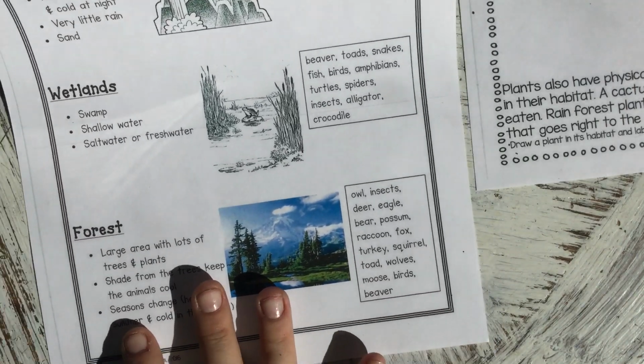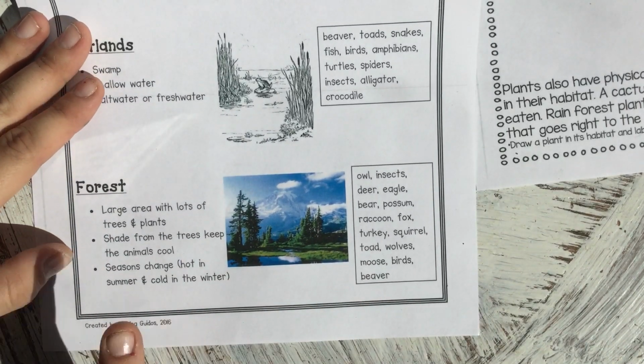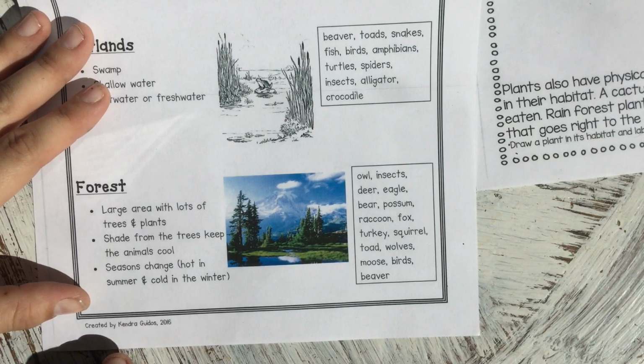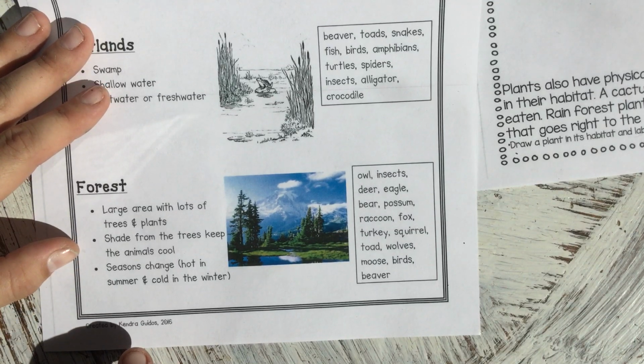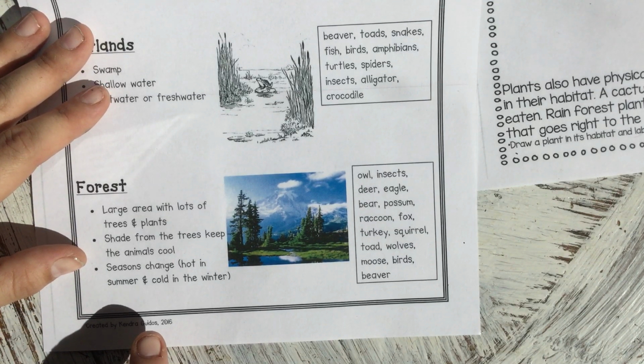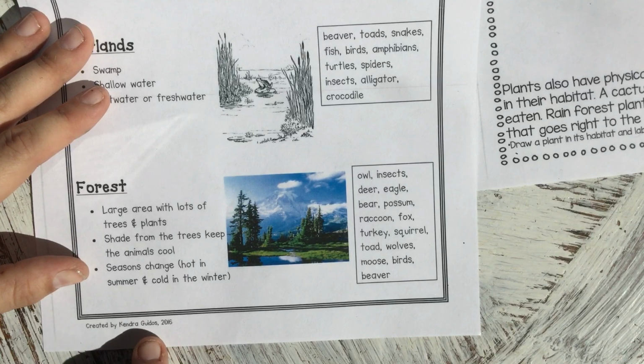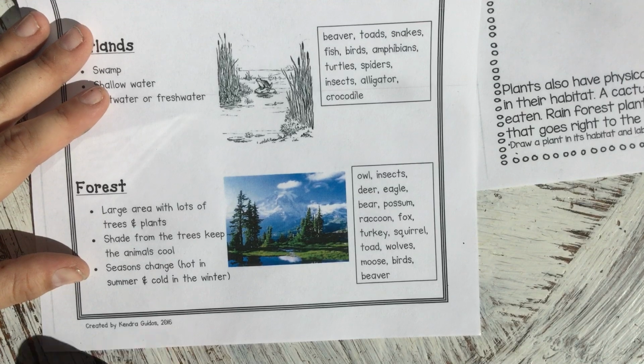Next one we have down here at the bottom is the forest. It's a large area with lots of trees and plants. There's shade from the trees, keep the animals cool. And the seasons change. It can be hot in the summer and cold in the winter.